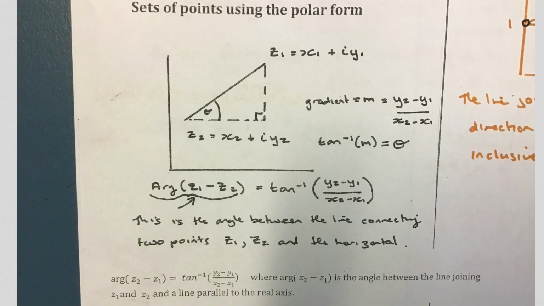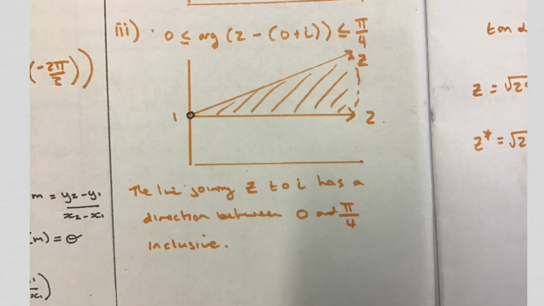And then the last one here is saying that the angle between z and the point i must be between pi over 4 and 0. So in other words, you're going to shade, and you should be having some sort of circular shape here, and it's between pi over 4 and 0, and that's what it's saying, right?